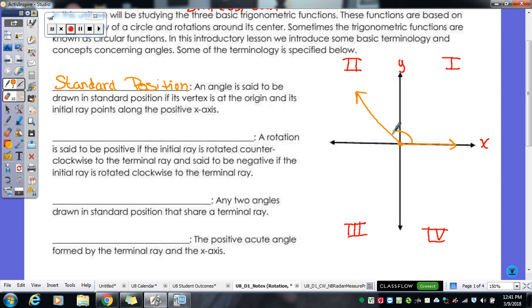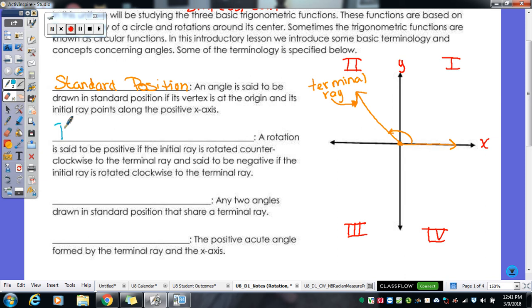So generally we draw an angle showing that the angle opens up in a certain direction. This one opens up in the positive direction going that way. It is obtuse. And then this side over here is what we call the terminal ray, because that is where the angle ends. It terminates there. It stops opening up there. So that's why we call it the terminal ray.